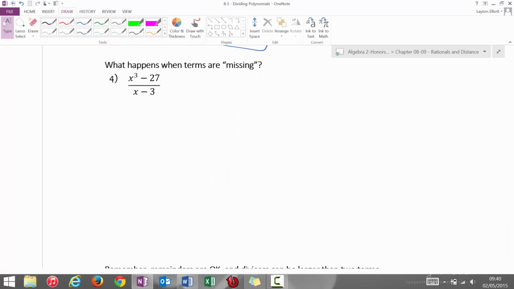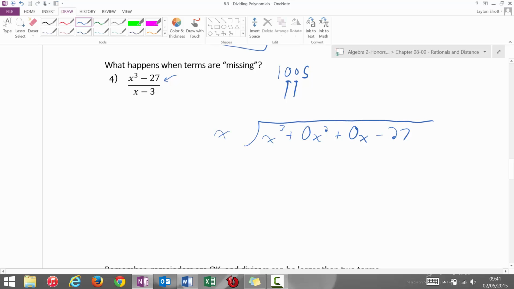For what happens when terms are missing, meaning my numerator does not have every term present, in essence, that's sort of like the number 1005. I'm missing a hundreds and I'm missing a tens place, but we put zeros in as place markers. So what I'm going to do is rewrite this as x cubed plus 0x squared plus 0x minus 27. That way I have my 0 terms in, and then if I divide that by x minus 3, you should know that should come out cleanly because the numerator is a difference of cubes, and that factors into x minus 3 and x squared plus 3x plus 9. Review your difference of cubes factoring if you forget that.